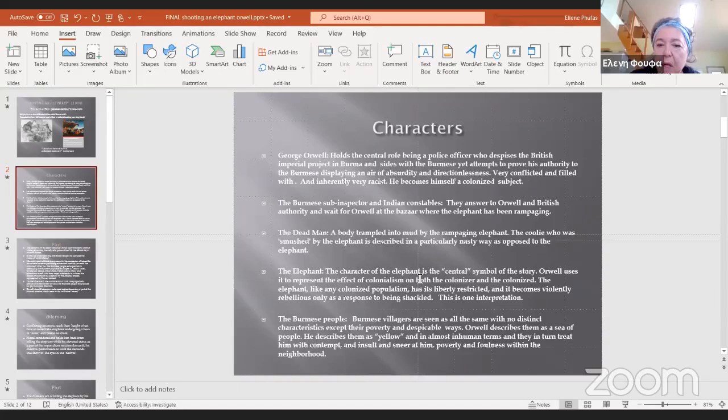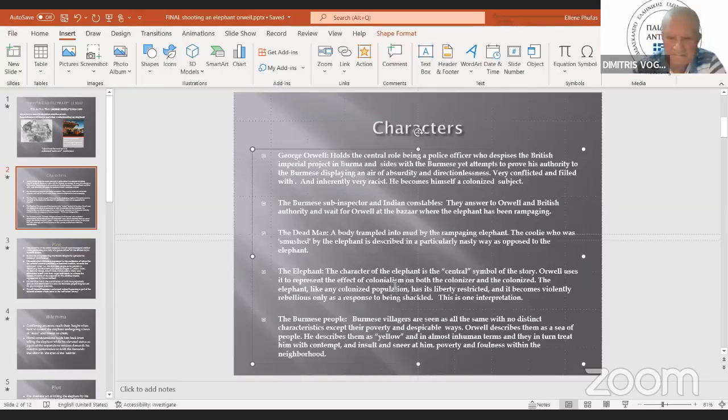All right, so the elephant. The character of the elephant is a central symbol of the story, I believe. He uses it to represent the effect of colonialism on both the colonizer and the colonized. Orwell never spoke about the symbolism. This is just information that I've researched over the years, that it can be seen. The elephant can be seen as a symbol of British oppression. And it's interesting at the end of the essay to see how Orwell describes the elephant dying. Now, remember, the title of this essay is The Shooting, not the death of the elephant. It's the shooting of the elephant. The dying process is very long and it's very sympathetic.